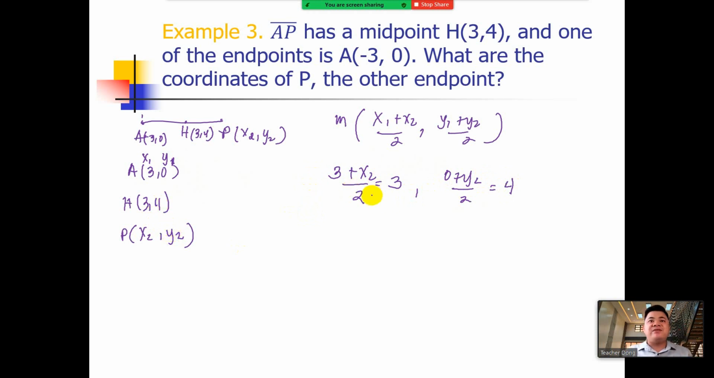Okay, so let's simplify. The next thing is we will cross multiply. 2 times 3 is 6, and then 3, bring down 3 plus x sub 2. Then 0 plus y sub 2 is y sub 2. Then 2 times 4 is 8. So you already have your y sub 2, which is 8. Now let's have x sub 2. So we will isolate x sub 2 by removing 3 here. So 6 now, and then the opposite of 3 is negative 3.